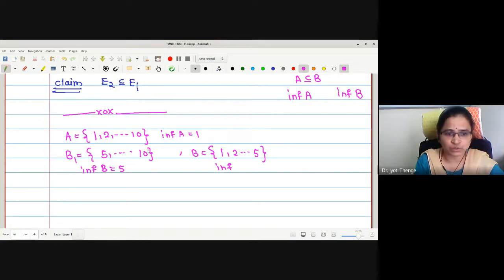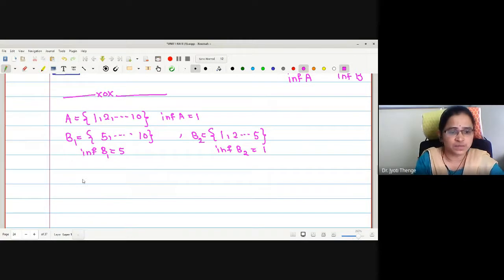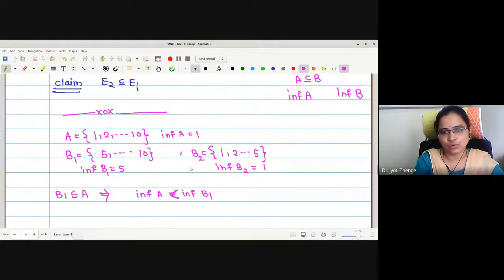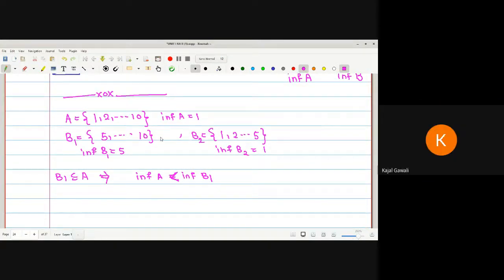Let me write B1 and here it is B2, why make confusion? Here it is 1. Now check. If I take a subset B1 of A, this gives us the relation between their infimas: infima of A is strictly less than infima of B1, right?